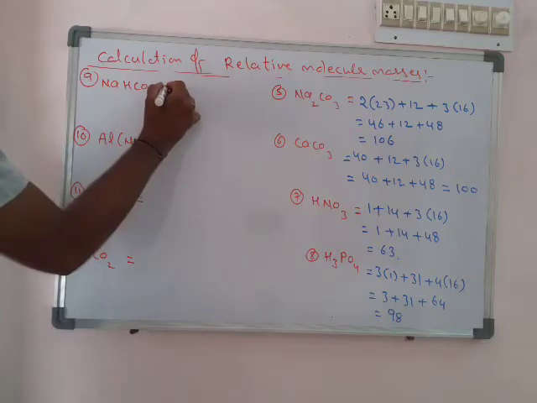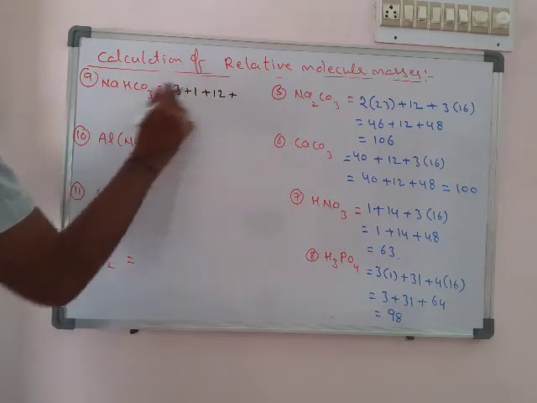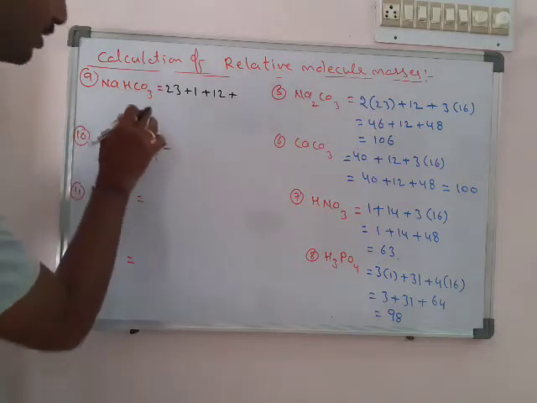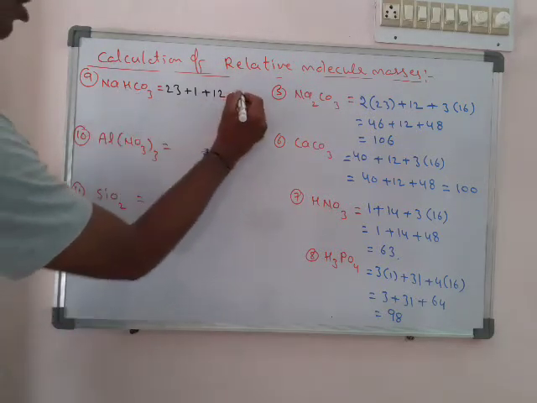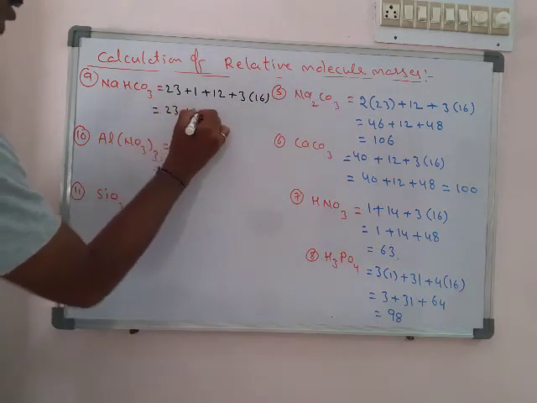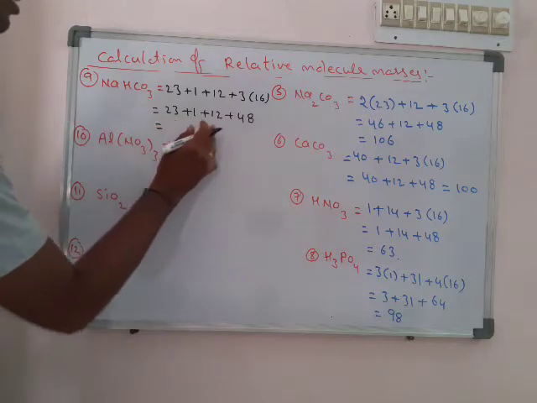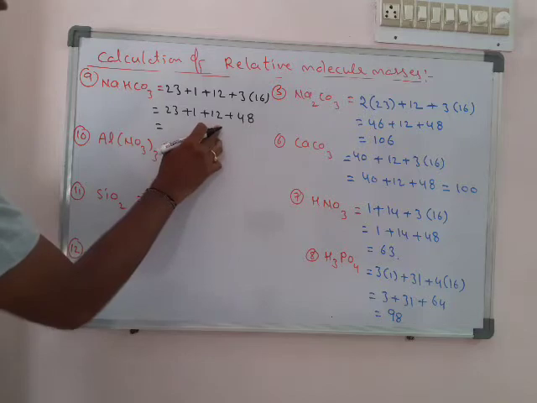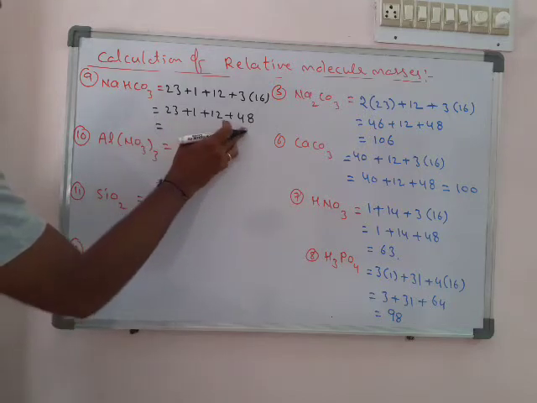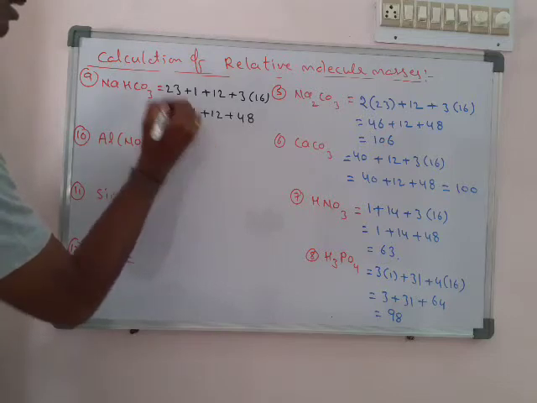What is the sodium? Sodium how much? 23. Hydrogen 1. Carbon 12. 3 oxygens. Simple direct. And each oxygen how much? 16. Okay, so 23, 1 plus 12 plus that is 48. Total you will get how much? It's 48, 12, 50, 60, 70, 80, 84. Okay, 84.